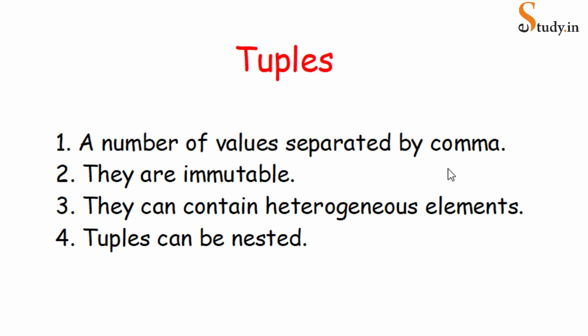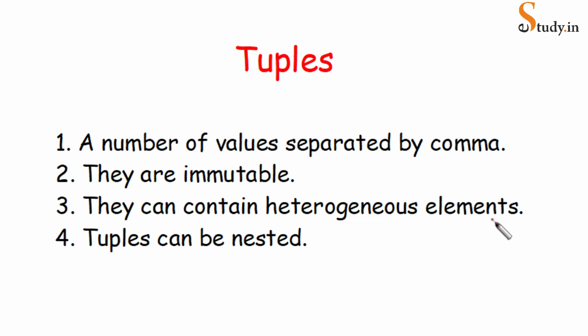It is a number of values separated by comma and they are immutable. That means they cannot be changed, unlike lists which are mutable. And they can contain heterogeneous elements. That means this is again a difference between a tuple and a list, because a list is mostly a homogeneous set of elements, whereas a tuple can be a list of heterogeneous elements, because here the elements can be of different types. We can have integers, we can have strings, which is generally not the case with lists. And tuples can also be nested, which is similar to, of course, lists.